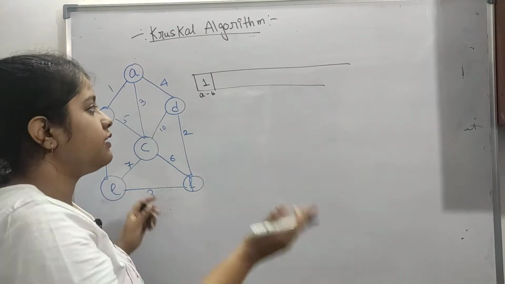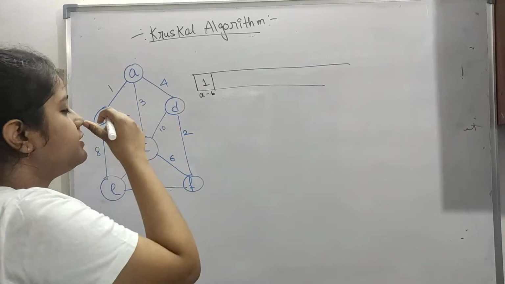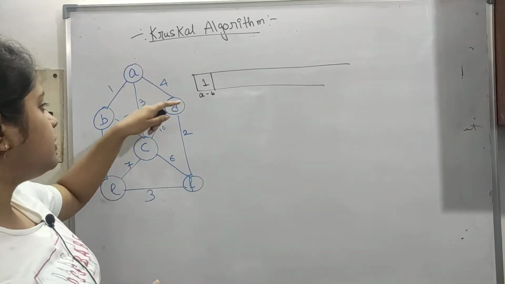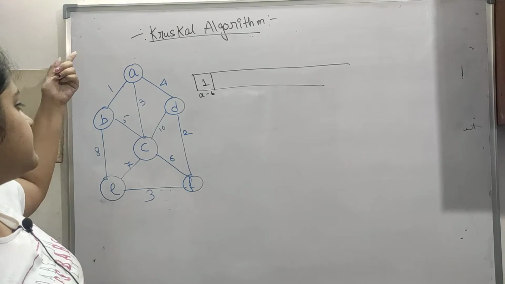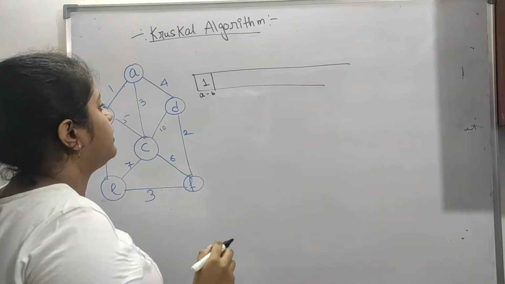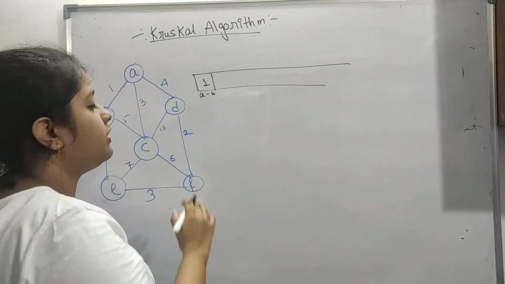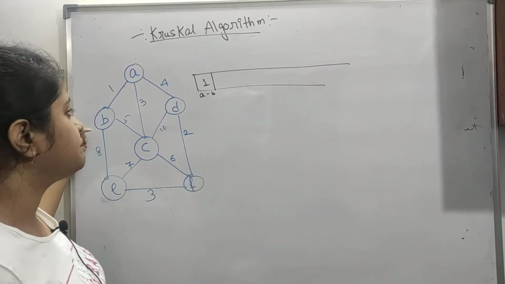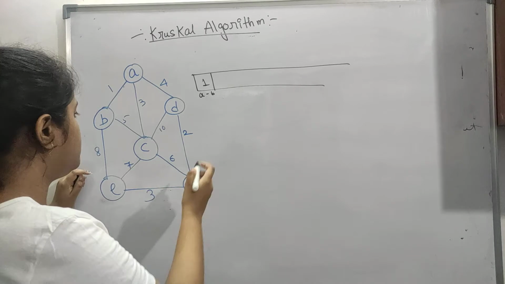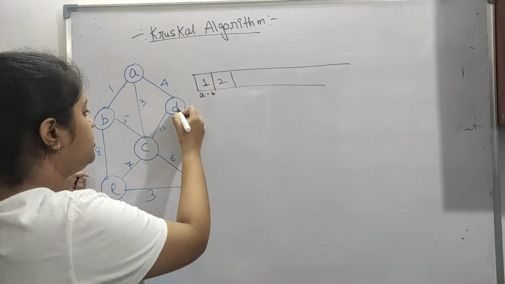If a big graph is given, you have to find where edge weight 1 is present. So I write it like this. You may not write this, and you can find it in the graph. It's up to you. Next, 2 is present between D and F.